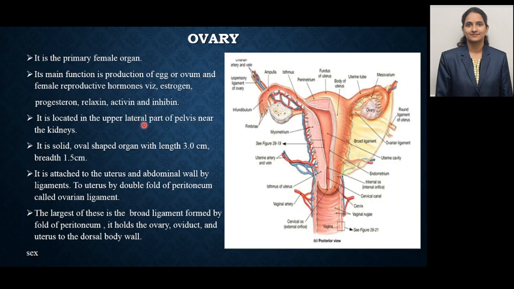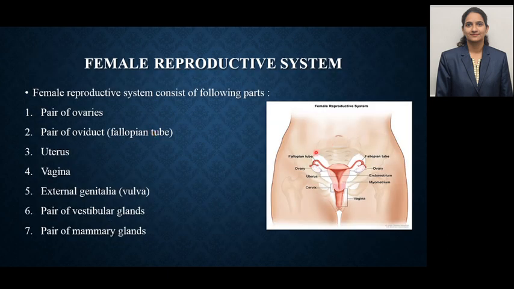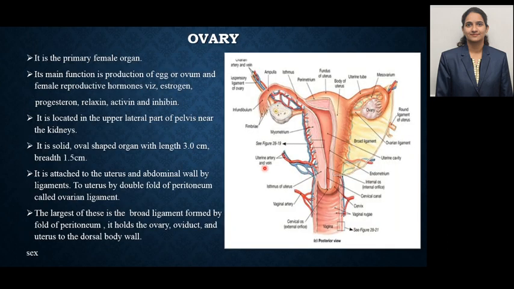Now, location of ovaries. The ovaries are located in the upper lateral part of the pelvis near the kidneys. From the last slide you can see that they are near the kidneys. From this side there are two kidneys and the ovaries are located in the pelvis near the kidneys. It is a solid and oval shaped organ with length 3 cm and breadth 1.5 cm.